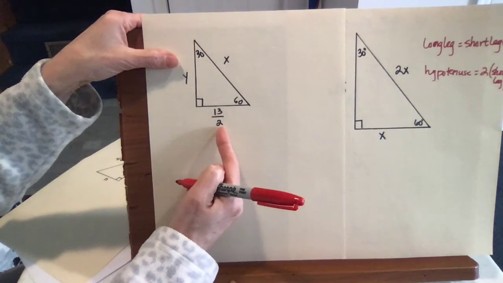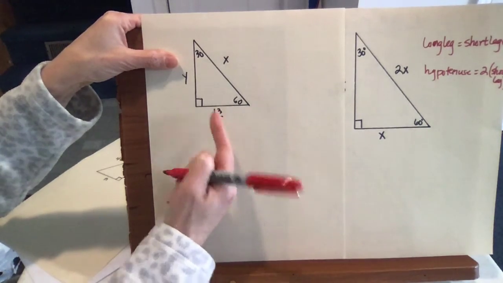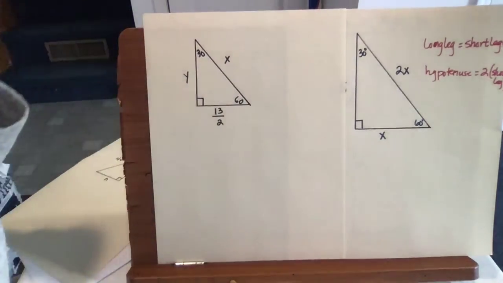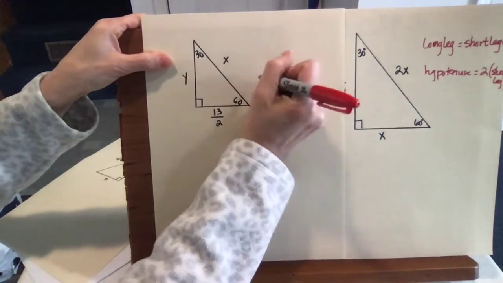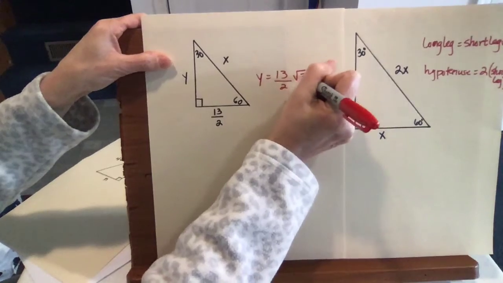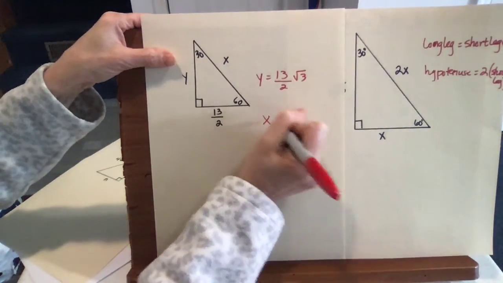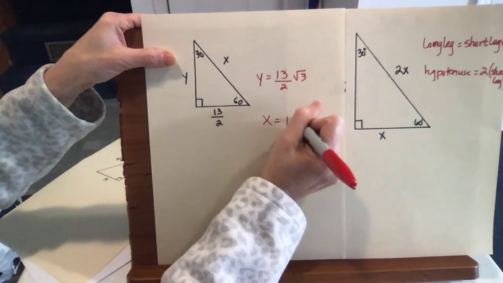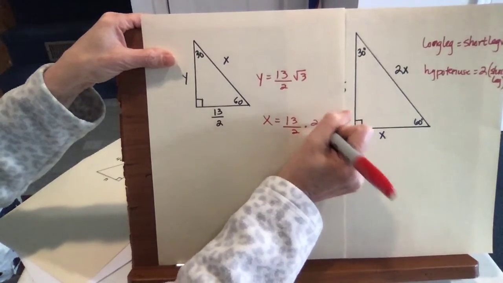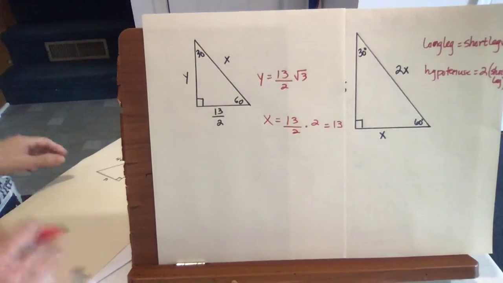Our short leg is 13 over 2. I would leave it as a fraction because I think it's easier to work with, particularly getting a hypotenuse and working with square roots. So y is our long leg, so y is equal to 13 over 2 times root 3, and you can leave your answer just like that. And x is twice 13 over 2, so it's 13 over 2 times 2, which is going to give us 13. And there you have it.